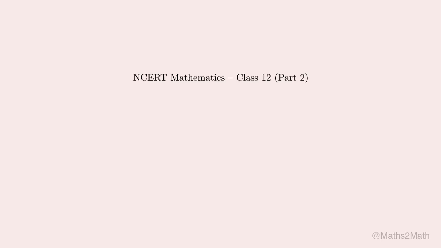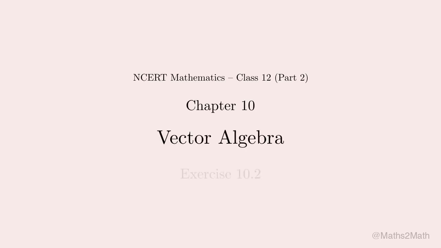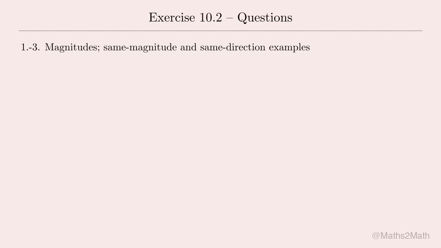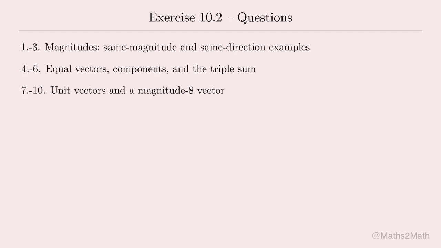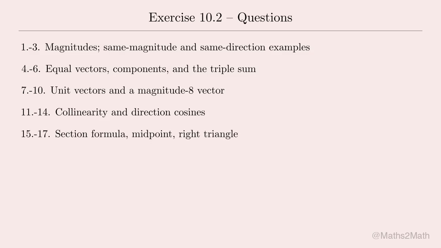In this video, we are solving every question of exercise 10.2 of Chapter 10, Vector Algebra, from the NCERT Mathematics textbook for Class 12, Part 2. Exercise 10.2 works with components: magnitudes, unit vectors, direction cosines, the section formula, and a right triangle by Pythagoras, closing with two multiple choice. Here is the list, grouped.